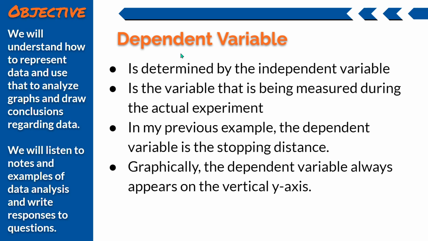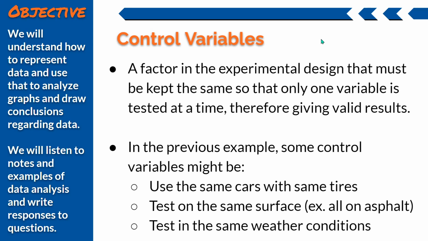All right, so independent variable, dependent variable, and the last one, which was also mentioned a second ago, are control variables. These are factors in your experimental design that must be kept the same so that only one variable is being tested at a time. So trying to make sure you stop at that same point along the roadway, or using the same car that has the same mass, or the same tires or the same surface. I wouldn't want to test one of them on gravel and the other on dirt and another on asphalt. That's going to give me different results. Same weather conditions. I don't want a wet road in one and the other's dry.